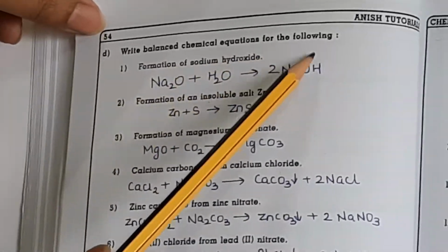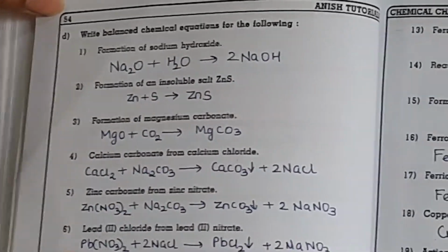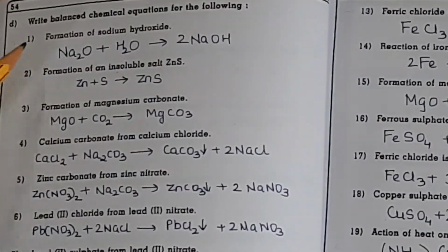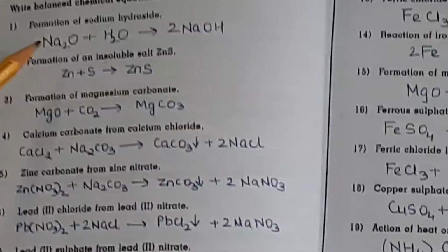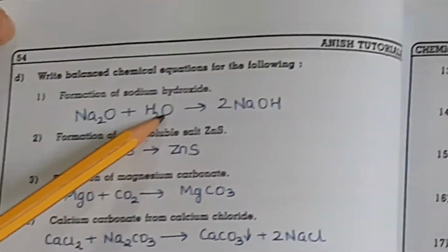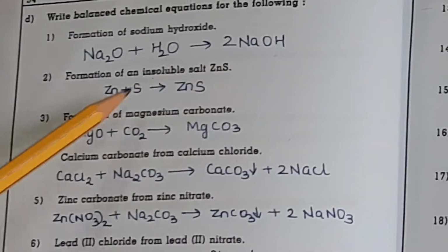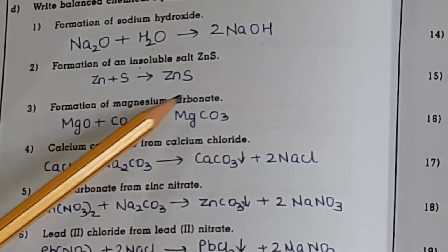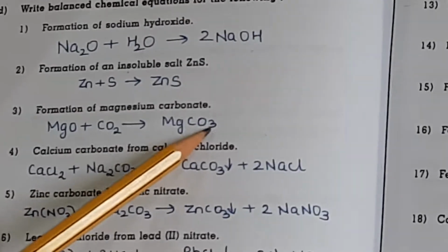Write balanced chemical equations for the following. Now there are total 25 here. All reactions are important. First is formation of sodium hydroxide. So Na2O plus H2O will form 2NaOH. Formation of an insoluble salt ZnS. Simple, Zn plus S gives ZnS. Formation of magnesium carbonate, MgO plus CO2 gives MgCO3.